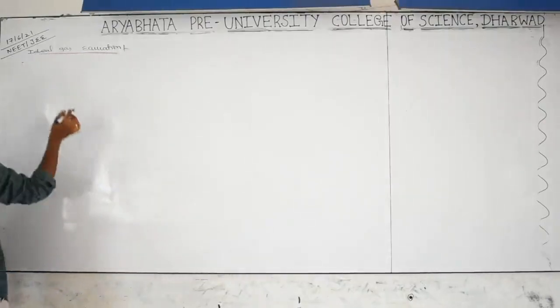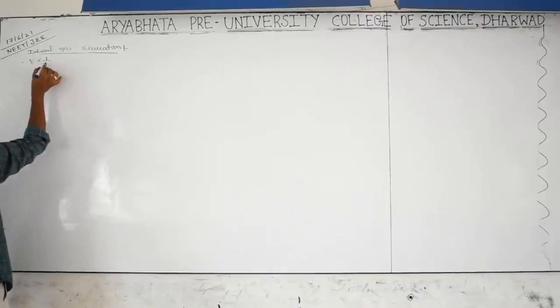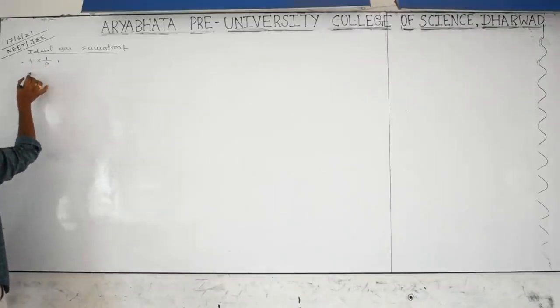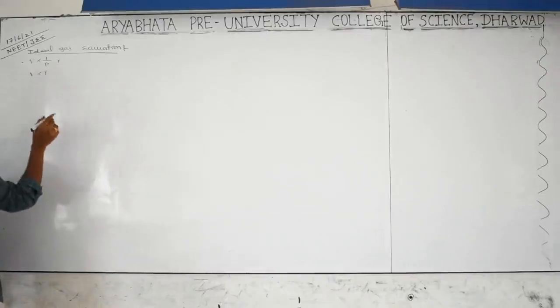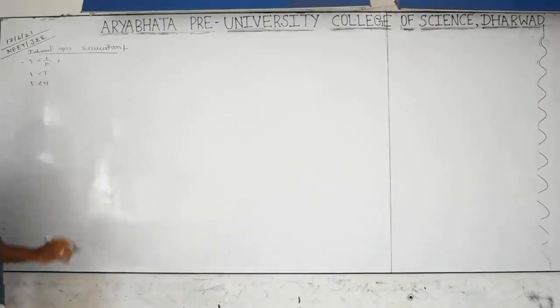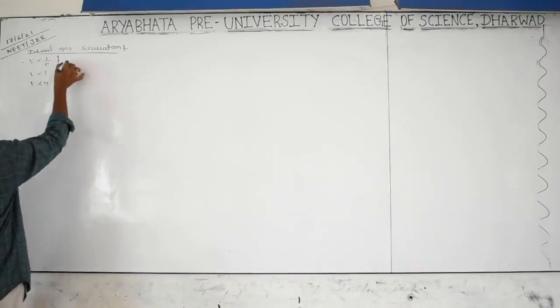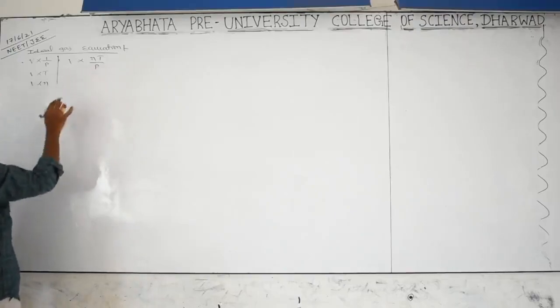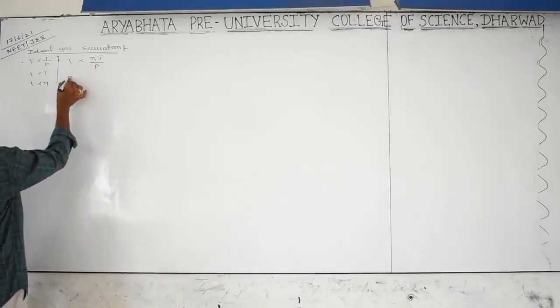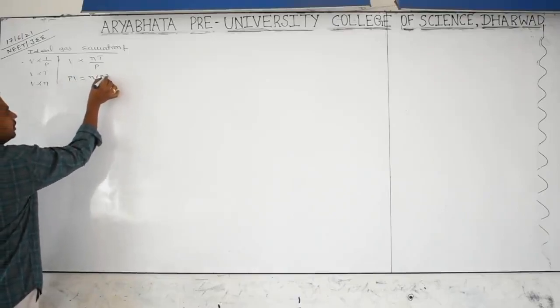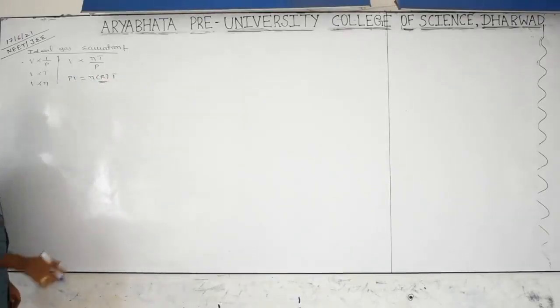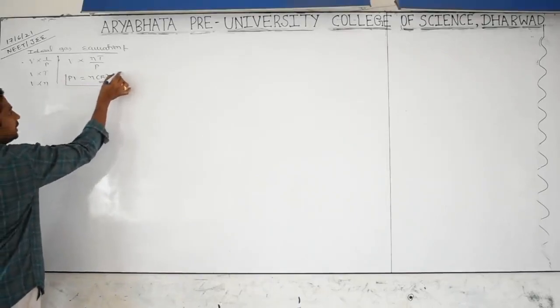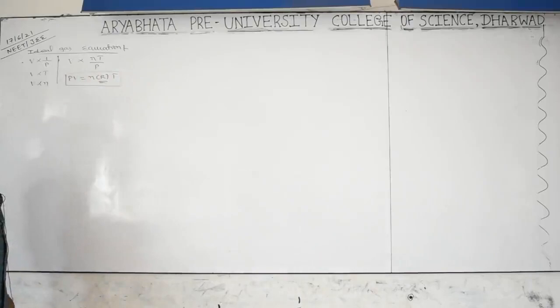Ideal gas equation: from Boyle's law, V is inversely proportional to pressure. From the other laws, volume is directly proportional to temperature and volume is directly proportional to n. From all these we can write volume is directly proportional to nT by P. Yes or no? We can write one constant. Then we are getting PV is equal to nRT. R is the universal gas constant. This is what we call the ideal gas equation, PV is equal to nRT. R is called the universal gas constant, and n is the number of moles of the gas.